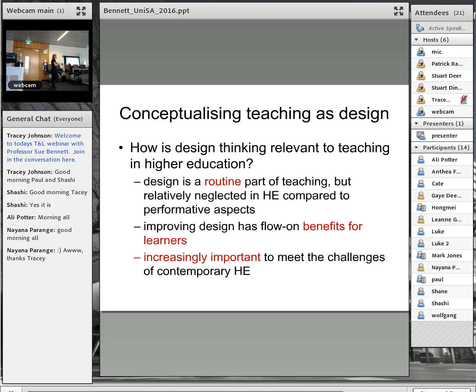So there stands to reason, there's this logical argument that if we can improve the design of our teaching, not just the teaching we do as performance, but all of the design, then this will have later flow-on benefits to students. And in addition, design is also increasingly important in the context of contemporary higher education.